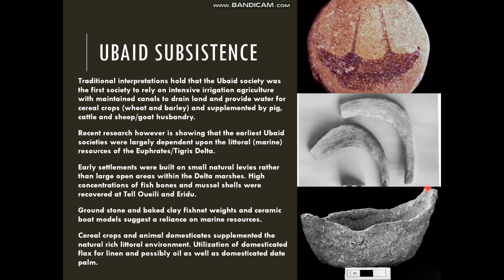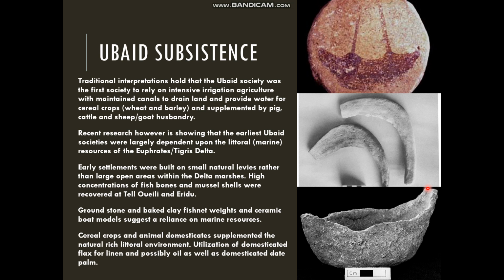Now, as Scott has argued, the cereal crops and the animal domesticates were used to supplement that natural marshland environment. Scott and Pournelle both argue that the type of agriculture they would have practiced is not one that required large-scale intensive irrigation, but rather flood recession agriculture. That is, they would plant the seeds as the floodwater started to recede, and the river itself would provide the irrigation in the marshlands, and then they would harvest these naturally irrigated crops. It's not until later, in the Uruk period, that we see the extensive construction of the large-scale irrigation canals that typify the traditional understanding of Ubaid society.